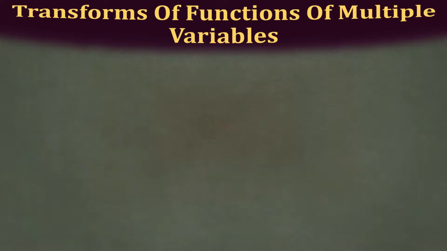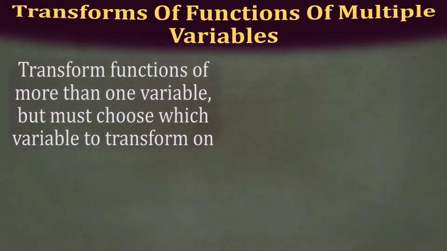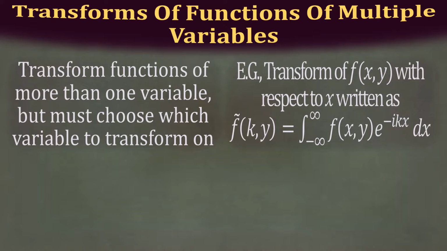Next, let's discuss the transforms of functions of multiple variables. We can also transform functions of more than one variable, but we must choose which variable to transform on. For example, the transform of f of x and y with respect to x will be written f tilde of k and y, which is equal to the integral from minus infinity to infinity of f of x and y times e to the i k x dx.